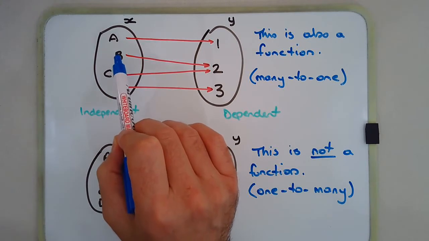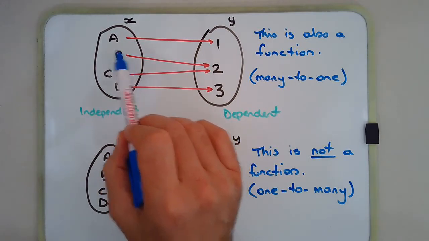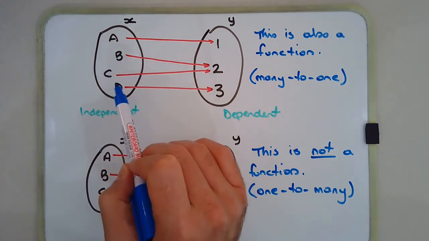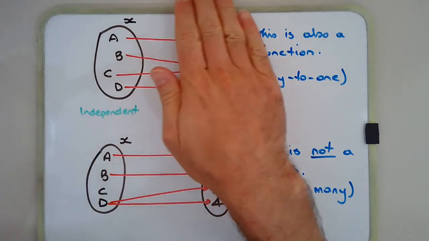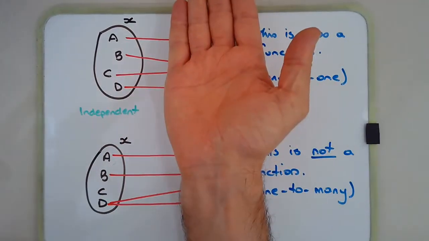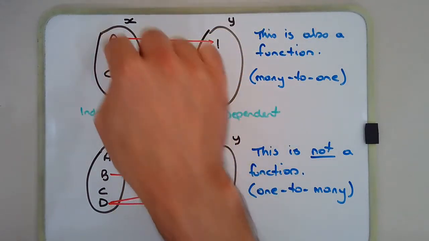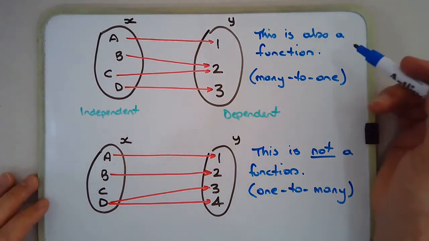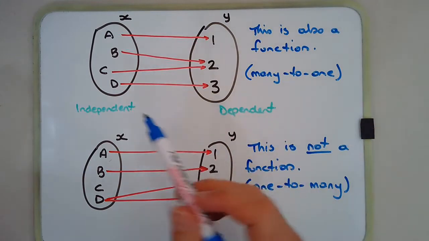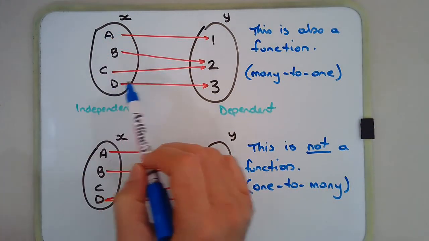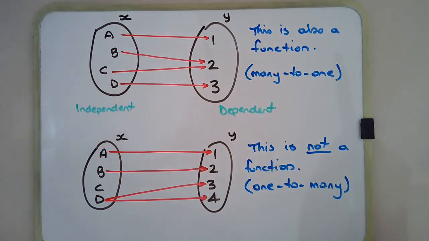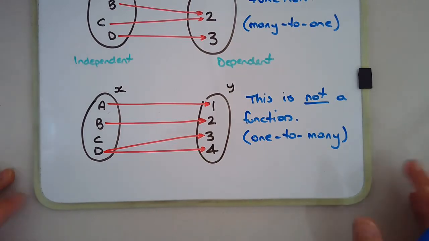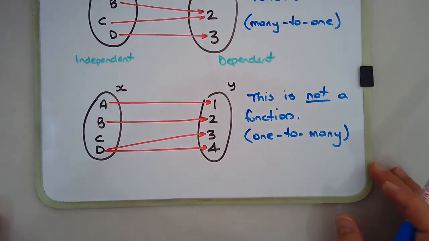As long as a value in the independent set, so the value in X, doesn't have multiple arrows coming off the letters. Okay, so you can see here, in fact, if I hid that part there, you can see that there's in fact only one arrow coming off each of the letters in X. So this is also a function, and we call it a many-to-one because it's possible to have many X values associating with, say, one Y value, and that's okay. That's still a function. Now let's have a look at an example of a relationship that breaks the definition of a function, or that is not a function.